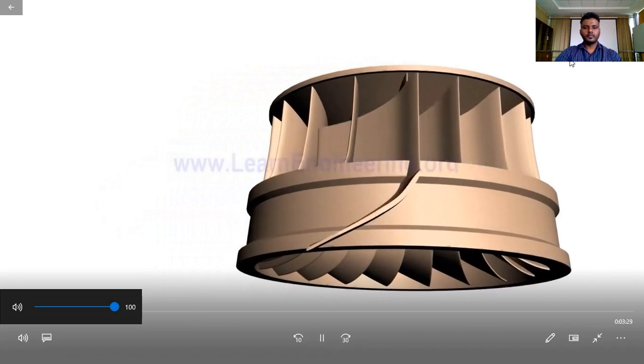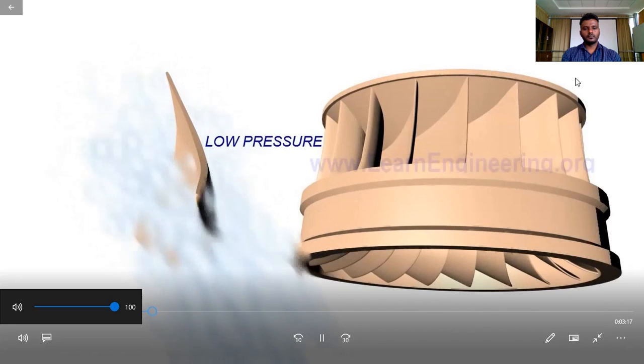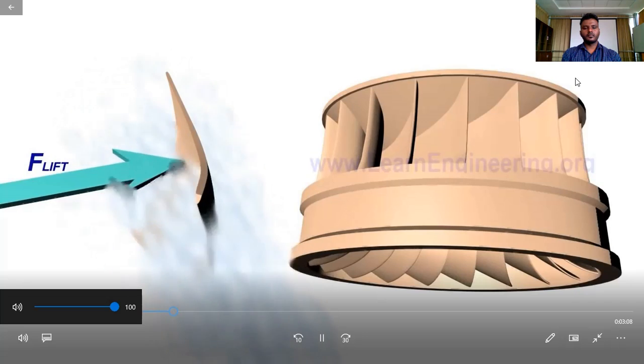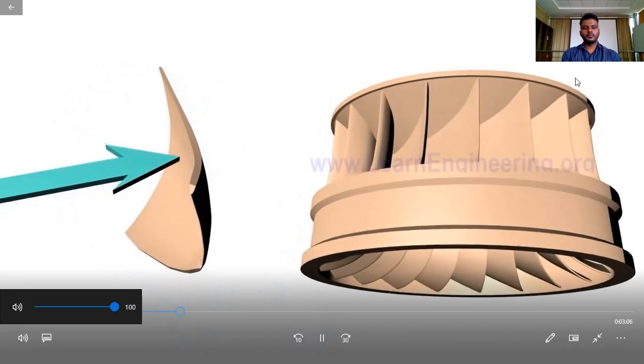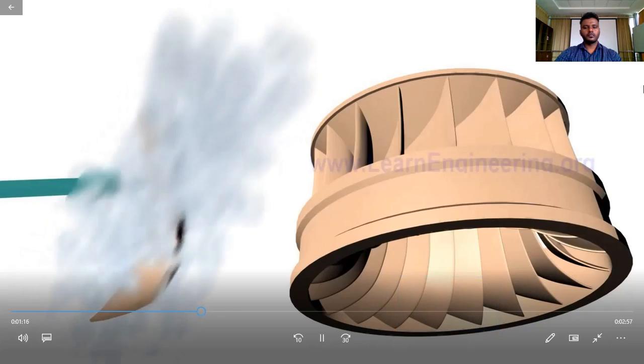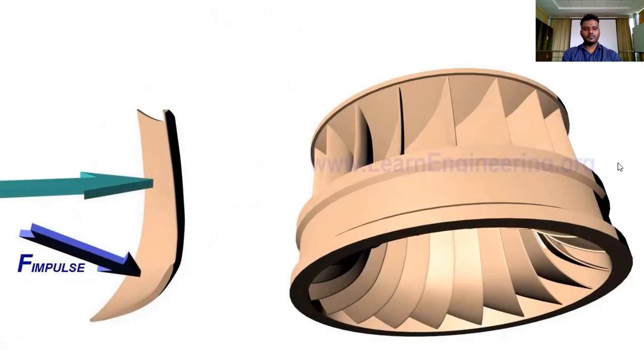Francis turbine blades are specially shaped. You can note that the blades have a thin airfoil cross-section. So when water flows over it, a low pressure will be produced on one side and high pressure on the other side. This will result in a lift force. You can also note one more peculiar thing about the blade. It has a bucket kind of shape towards the outlet. So water will hit and produce an impulse force before leaving the runner. Both impulse force and lift force will make the runner rotate.